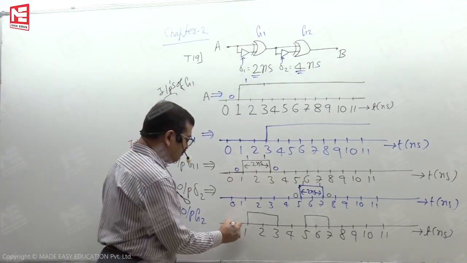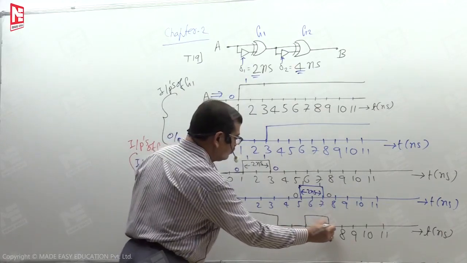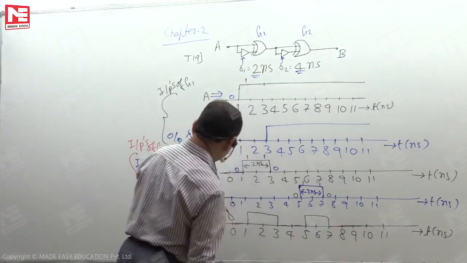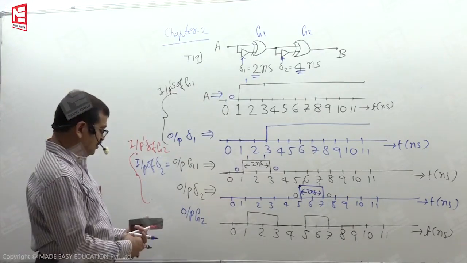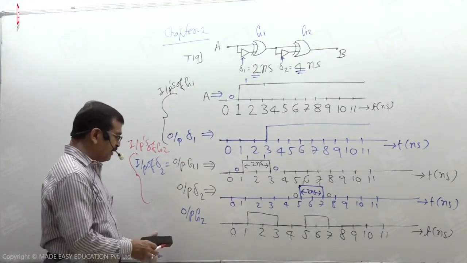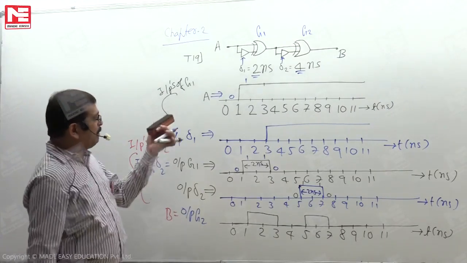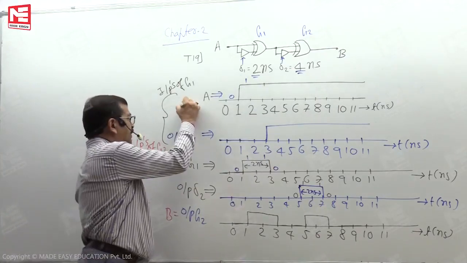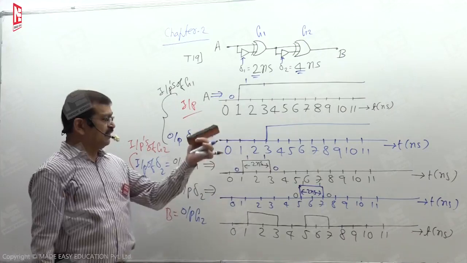Hence, this is the waveform we are having as the overall circuit output. It is the gate G2 output. The gate G2 output is mentioned in the problem description as the overall circuit output B. So for this applied input, we are having changes at the output B.